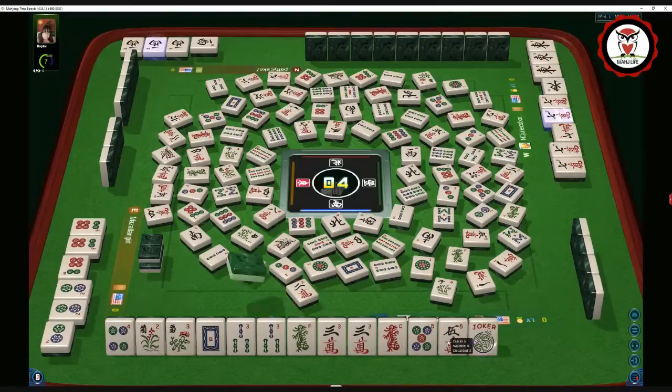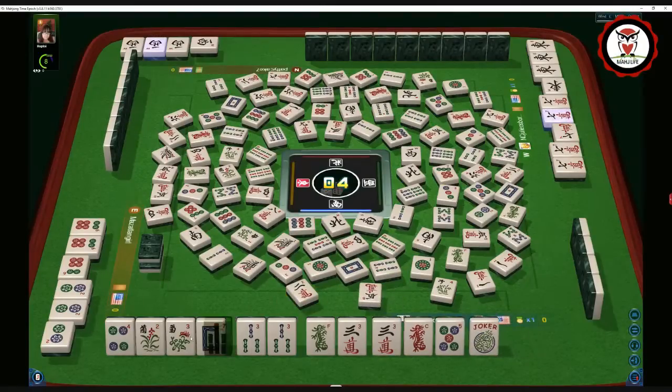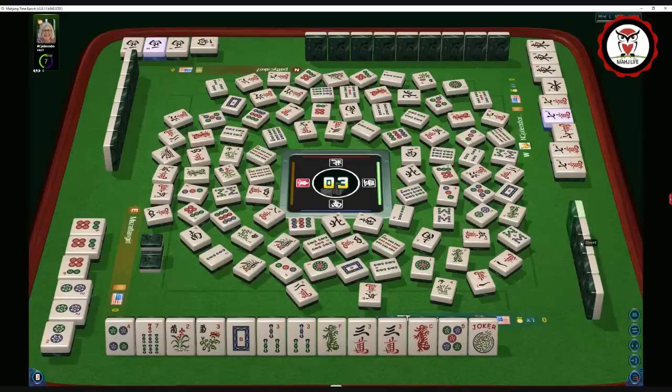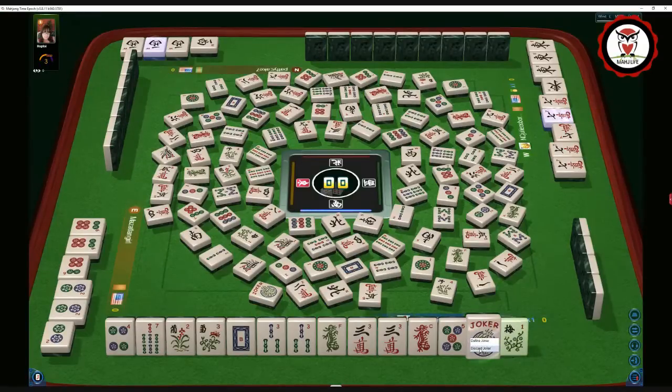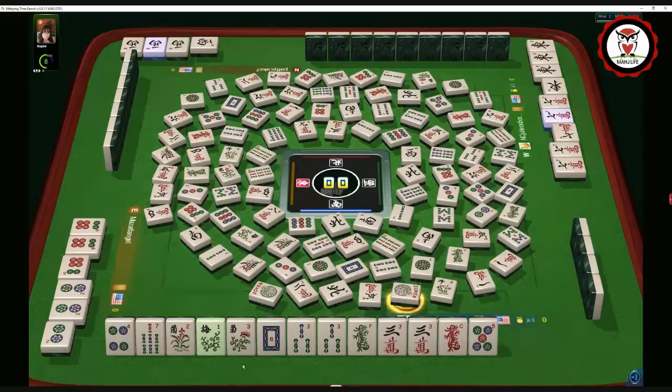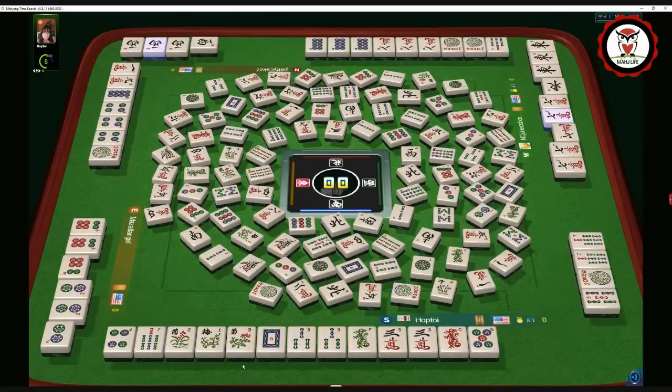Two characters. Seven bam. Five characters. Four bam, four dot for the player on our left, seven bam for the North player wind on our right. We have a joker for our last discard. One dot. Joker. Yep. Joker. Okay. They weren't ready.